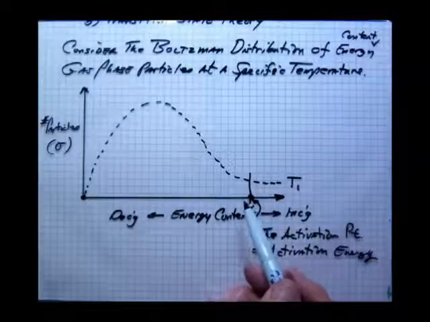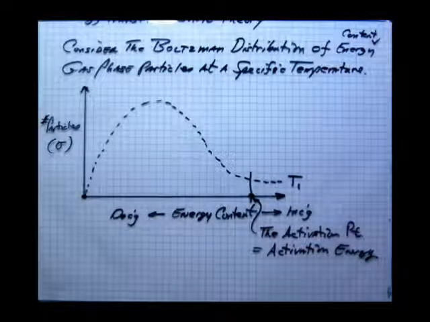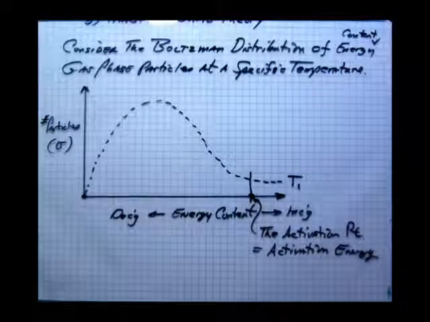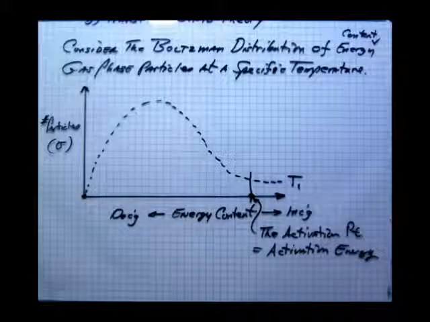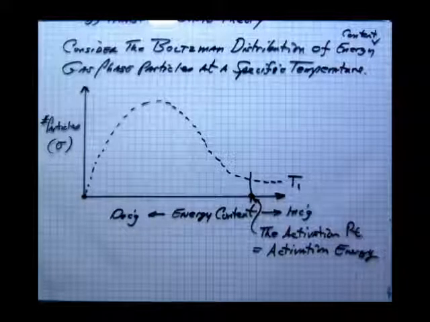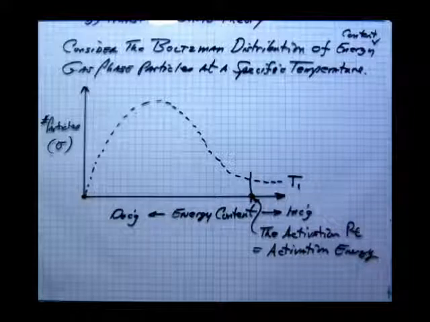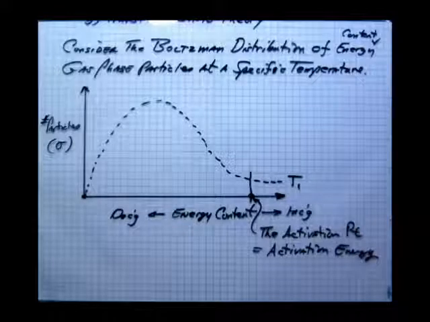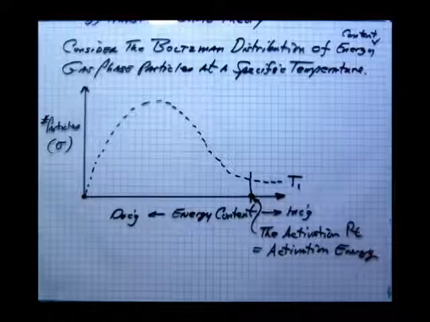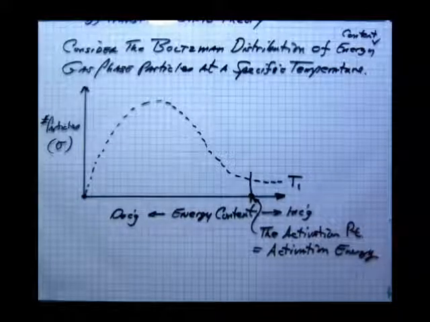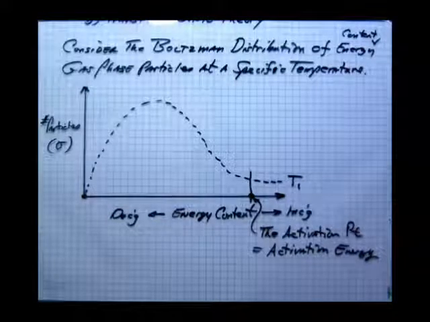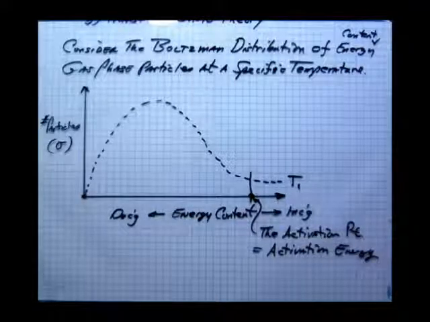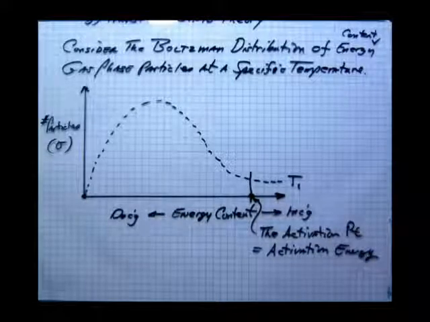Wait a minute. For any reaction to proceed to products, listen to me, wait, listen to me. For any reaction to proceed to products, four events must take place. They will spell the acronym CENT.